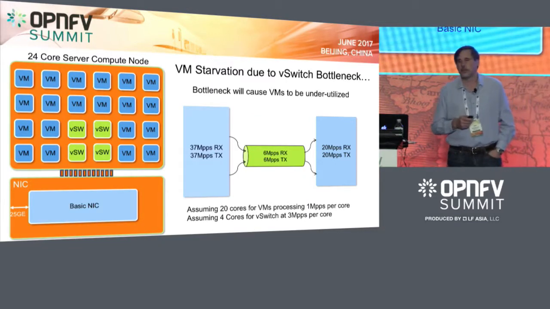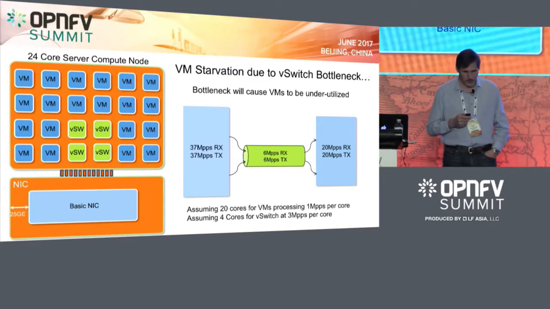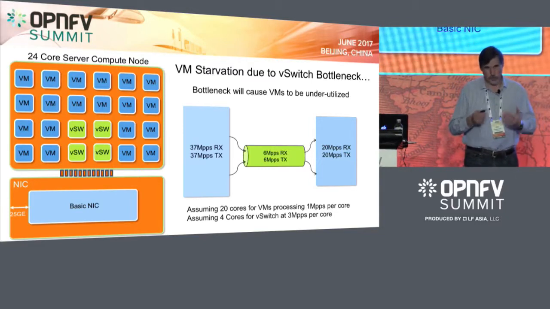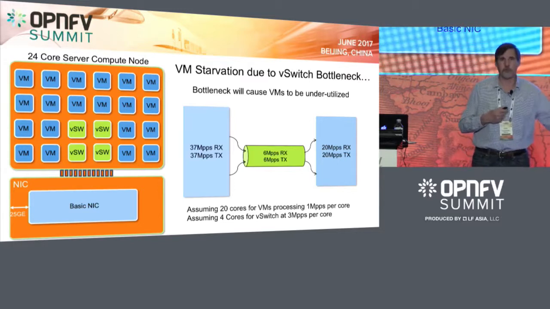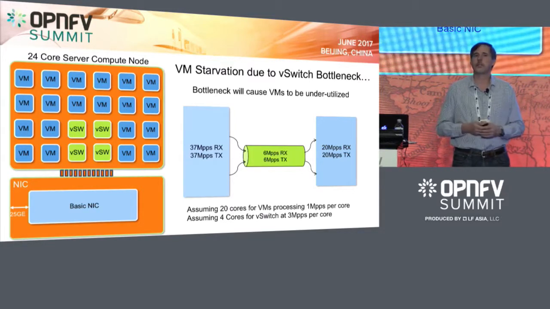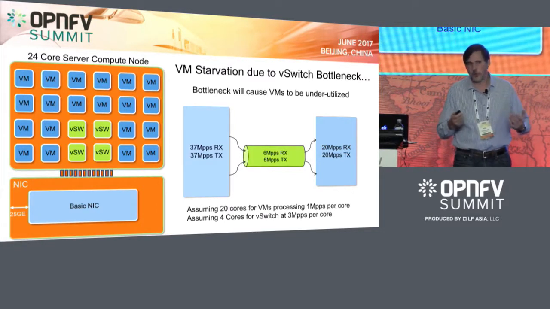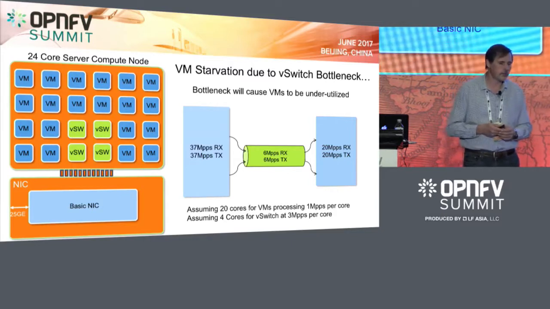So let's consider the case of VM starvation. VM starvation occurs when you have a load in the form of VNFs that can process more traffic, or are ready to process more traffic, than the virtual switch can deliver.